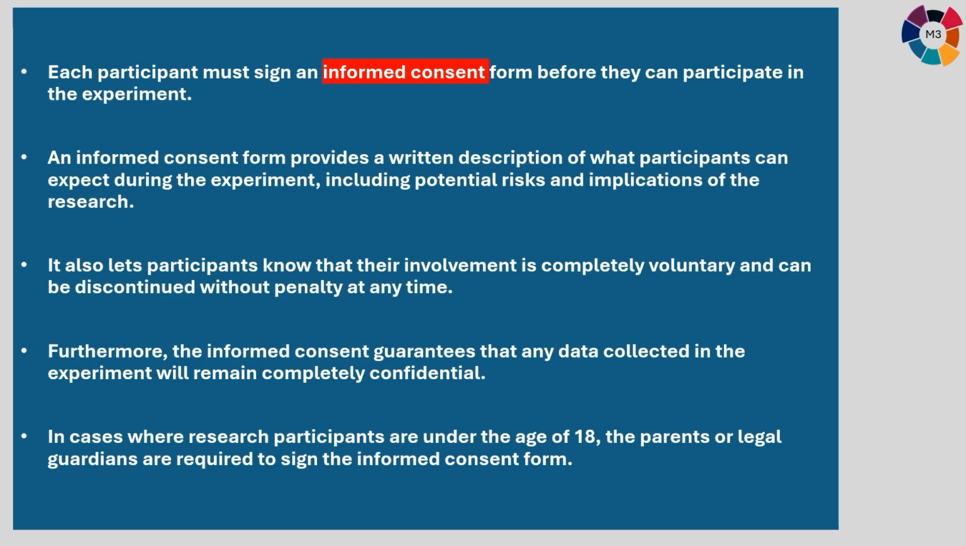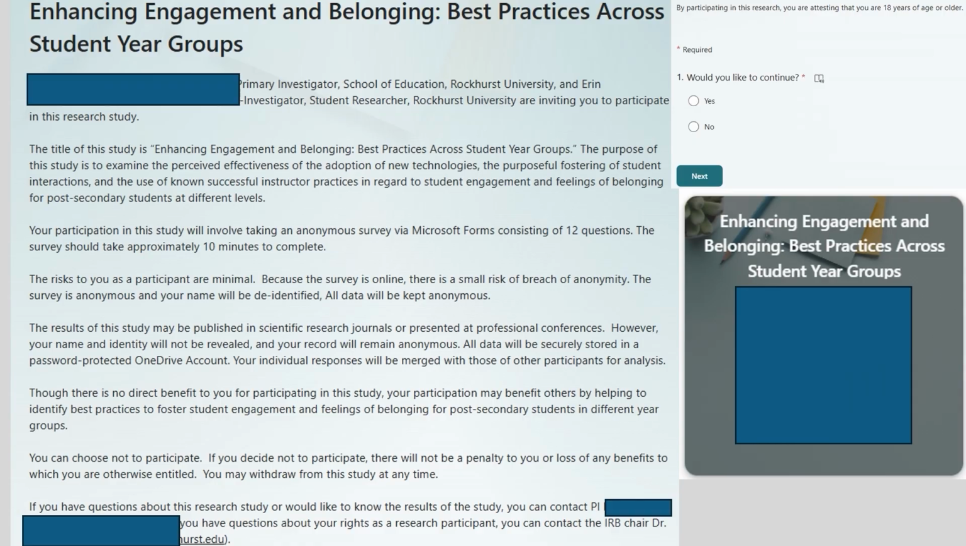the informed consent form. Here's an example of what an informed consent page or document might look like for an electronic survey. So here it shows the name of the survey, the purpose of the survey, and how long participation should take. It also talks about risks being very minimal, but it does identify that because the survey is online, there is a small risk of it not being anonymous because it's online. So there's always some risk.